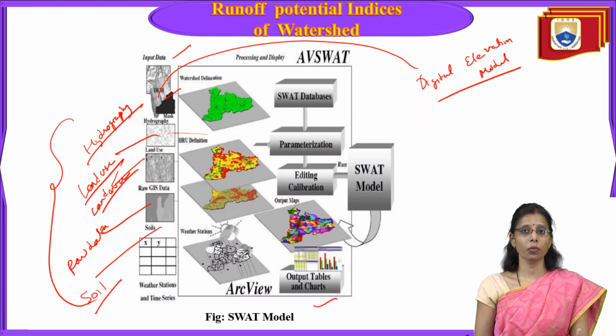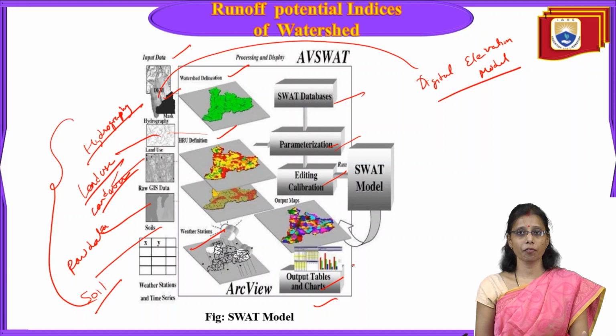I mean, how much is the runoff of such an area. Here we have done the watershed delineation and HRU delineation, we have found the weather station and integrated it with this, and finally the SWAT database parameterization, editing, calibration, and output tables in charts, and finally we run the SWAT model. This is done in the ArcGIS software to get the soil and water condition in such areas.